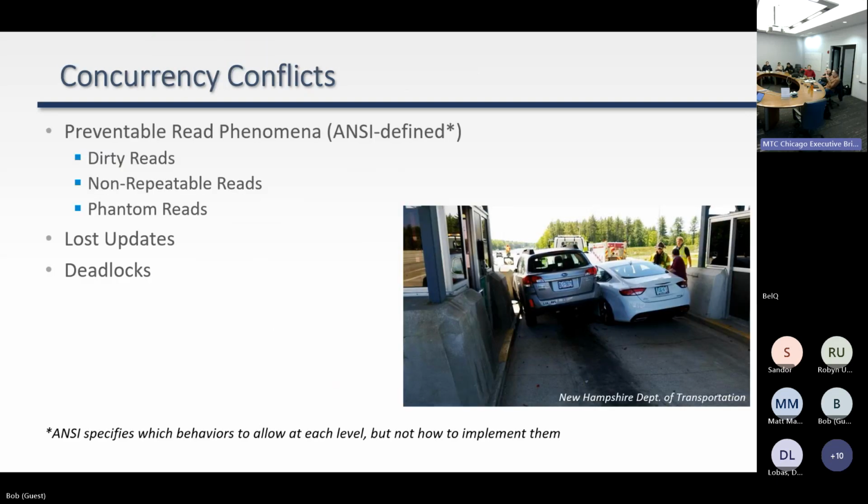There are different kinds of conflicts that can occur with this, and some are actually defined by ANSI. They're called preventable read phenomena. The big 3 you may have heard of are dirty reads, non-repeatable reads, and phantom reads. At the bottom there with the asterisk, ANSI specifies which behaviors are allowed at different isolation levels. They don't specify how to implement them. There are also what are called lost updates and deadlocks, which you may or may not be familiar with. But if you've worked in any kind of high concurrency system, you probably encountered a deadlock at some point.